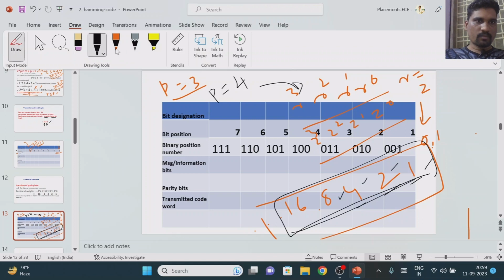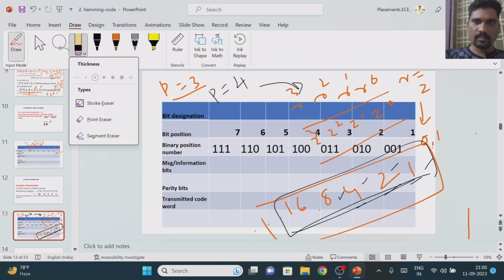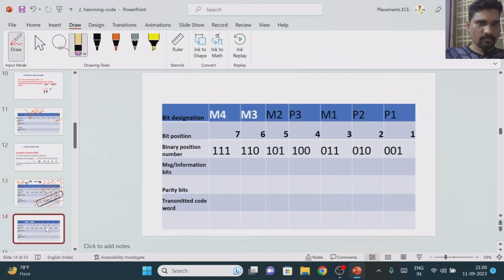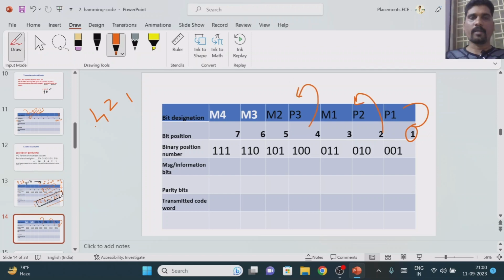Now what we will try to do is place the locations of the parity bits. Once that is done, we are going to place the message bit values. Now see that this is the location of the parity bits as well as the message bits. What is the location of the parity bits we have discussed? The locations will be 1 to 4. See that I have placed the first parity bit in the first location, the second parity bit in the second location, and the third parity bit in the fourth location.